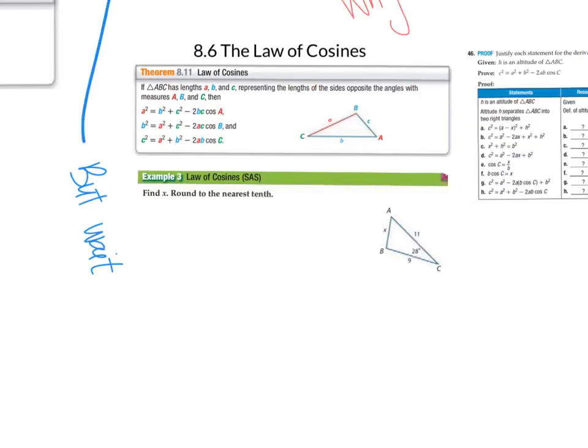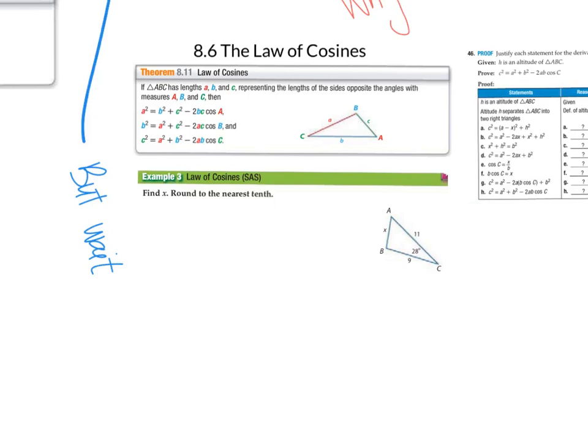We have example 3 to look at together. We're trying to find x, and this is the triangle that we have. We don't know what type of triangle it is. We don't know if it's acute or right or obtuse. And so looking at this triangle here, I can see that I'm given two side lengths and I'm given an angle measure, and I'm not given any pairs of opposite sides and opposite angles. So therefore I can't use the law of sines.